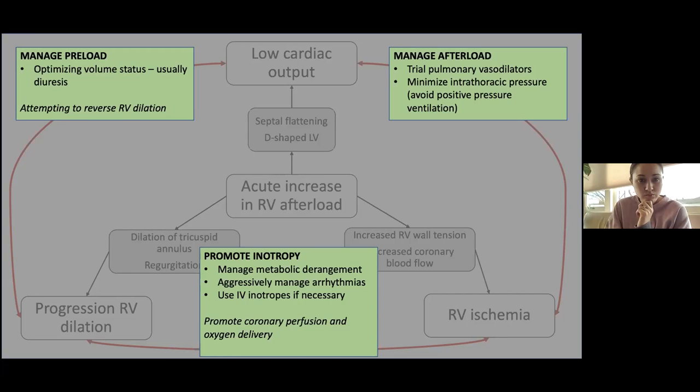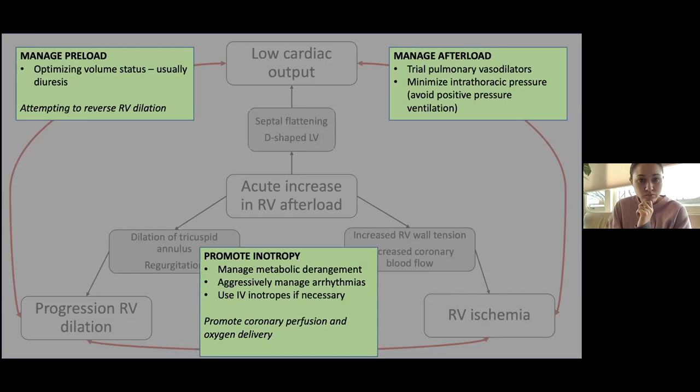Yeah, exactly. So it's a little bit outside the scope of this talk just because of time, but different pressors have effect on the PA pressures. So if you're dealing with someone who has pulmonary hypertension, acute or chronic, the pressor of choice is really limited to one, which is vasopressin. Norepi, phenylephrine, all act on the pulmonary vasculature and cause pulmonary vascular constriction and would increase afterload.